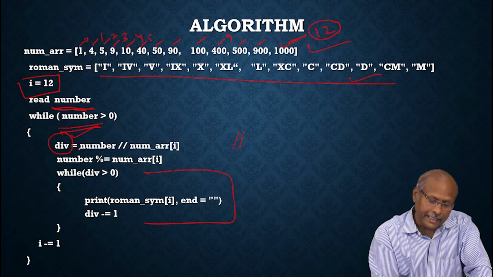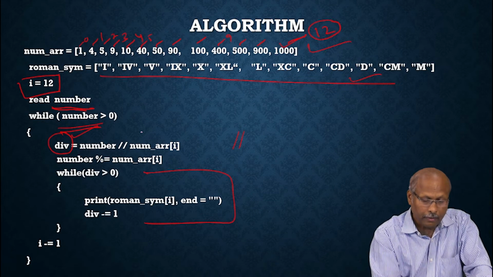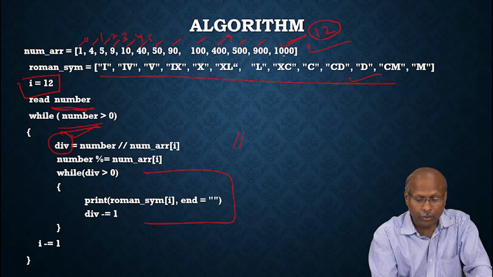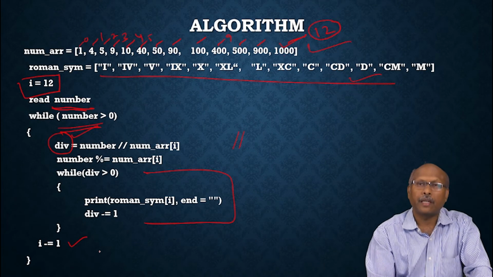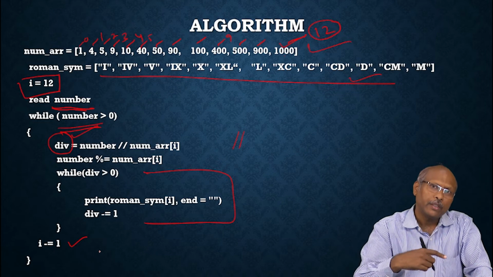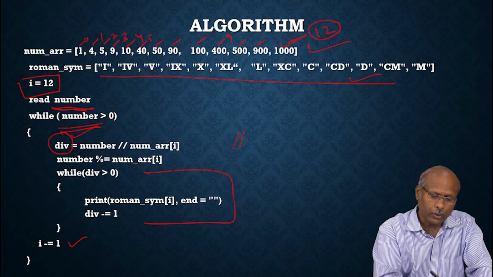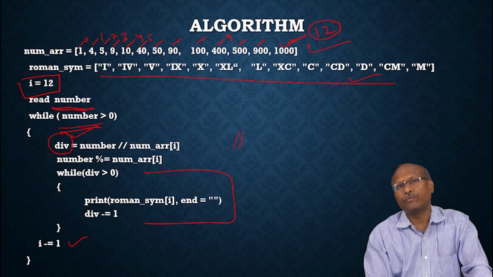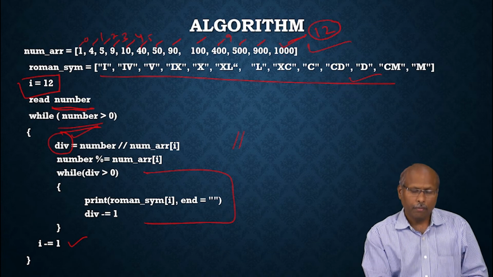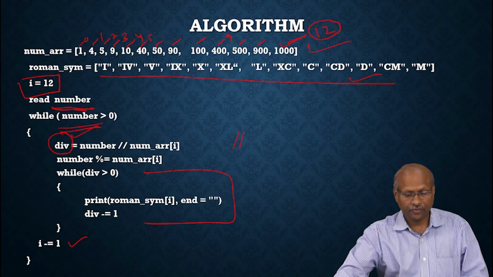After printing this, I have to check the next number. So first, that number is available at the 12th place, then I have to come to the 11th place. So that's why i = i - 1. That means i is reducing by 1. So like this I have to check for all the values. How long will this continue? Until my number becomes 0. Whenever the number becomes 0, my answer is ready. So this logic I have to apply.